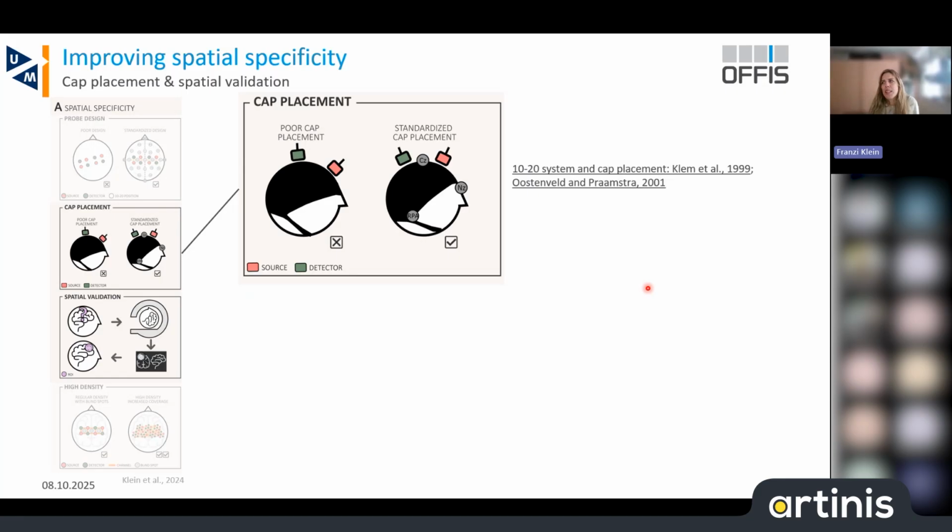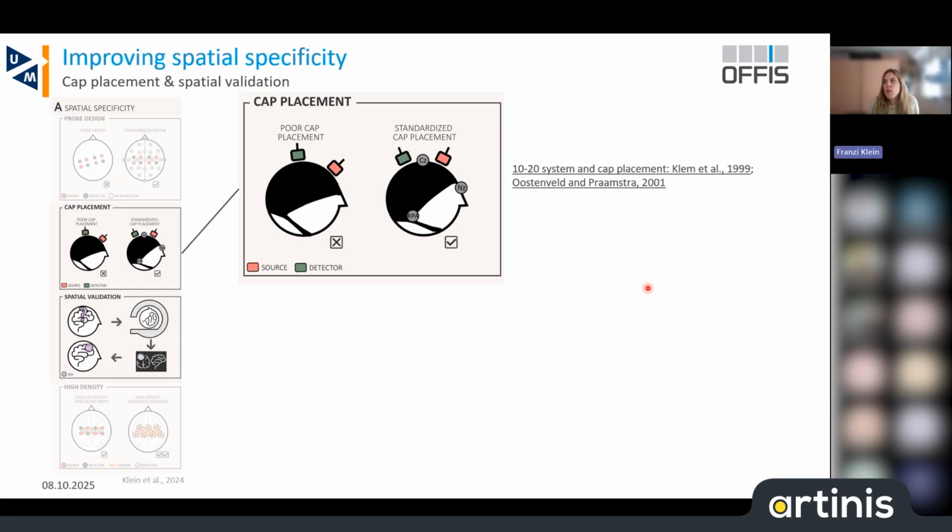And so especially when we talk about BCI and neurofeedback applications, we usually have repeated measures, right? So we don't have that one session, but we have several sessions. And of course, we want to make sure that for the same subject, the cap covers the same brain areas in the first session and in the last session, right?